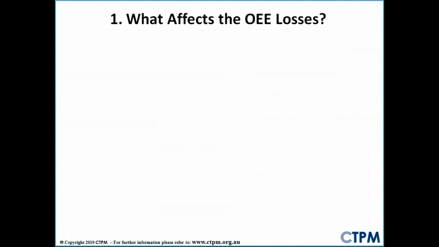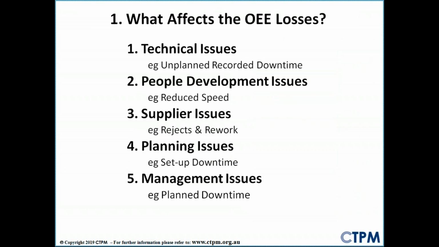So first up, what affects the OEE losses? There are a number of things that can affect OEE losses. Technical issues, for example. If the equipment is worn out or has design weaknesses, for example springs that fail and cause quality losses, technically you need to put a bigger, stronger spring in. That would have an impact by causing unplanned recorded downtime when it fails.